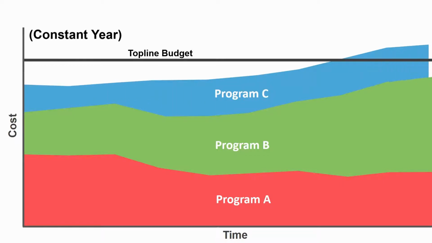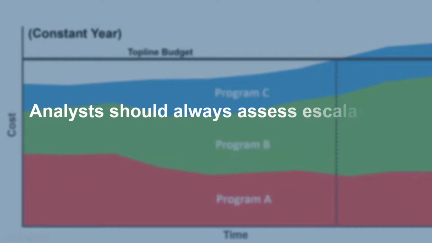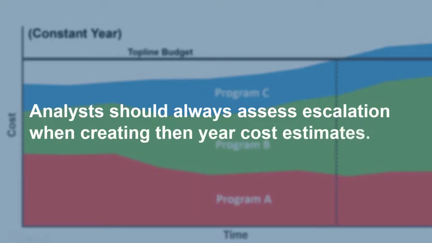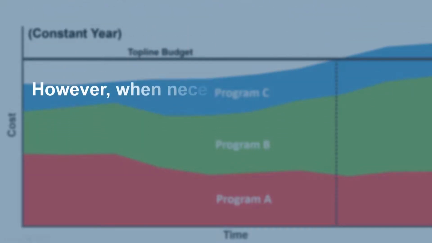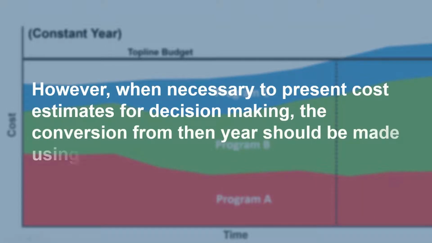And if we add Program C to the portfolio in constant year dollars, then we will reach the same conclusion as we did using then-year dollars. The portfolio of programs is unaffordable at this point in the future. The analysis provides a consistent conclusion because the then-year dollars were all deflated using the exact same inflation index to return constant year dollars. Analysts should always assess escalation when creating then-year cost estimates. However, when necessary to present cost estimates for decision-making, the conversion from then-year should be made using an inflation index.